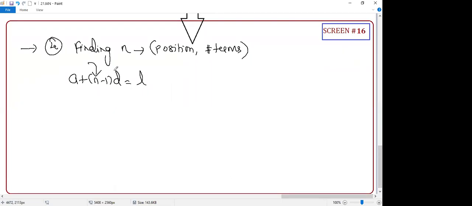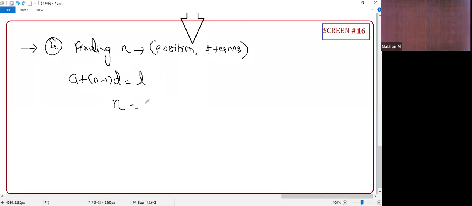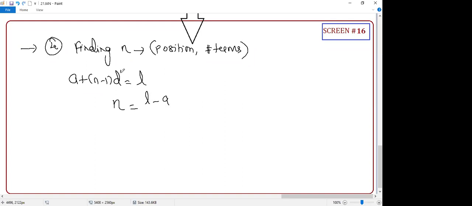Anyone can use algebra. Simply use algebra. I just want to keep N here, and the rest of the terms I have to move to the other side. What will you do? Tell me first. You'll move A to that side first. Minus A. L minus A. Then after that, where will you put D? Divided by D. Then plus minus 1, where will you put it? You will put minus 1 here? No. Where will you put minus 1?